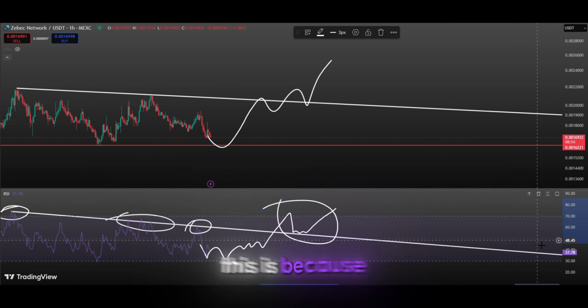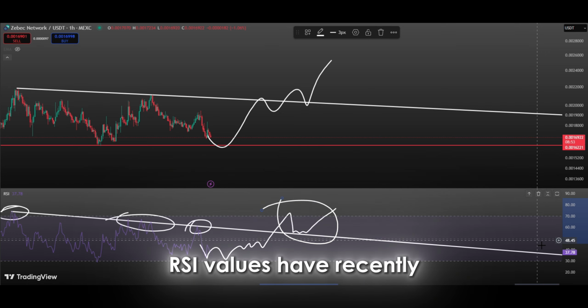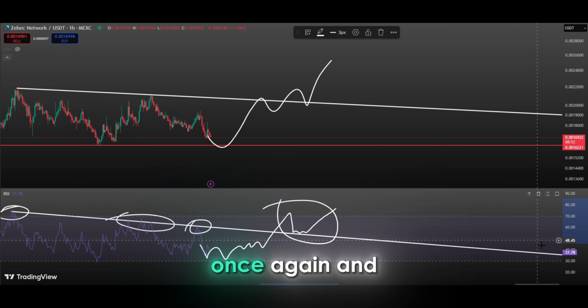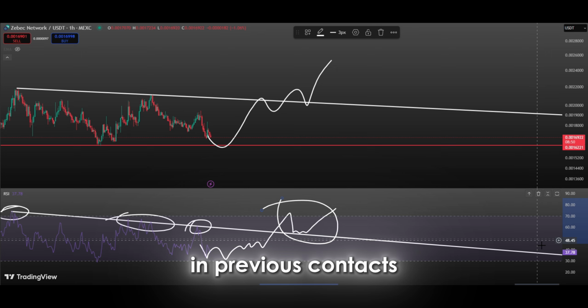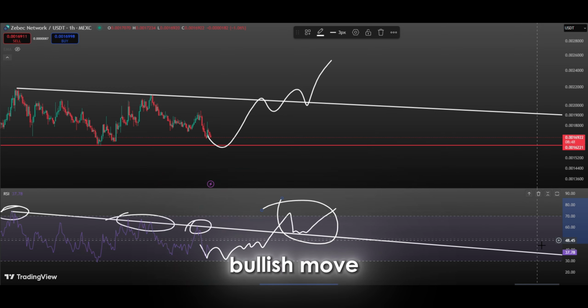in prices. This is because RSI values have recently moved closer to this falling trend line once again, and instead of being suppressed here once again, as in previous contacts, the possibility of an upside breakout is now quite strong. Such breakouts usually herald a new bullish move. In particular, a rise in RSI values above 50 and an upside breakout of the falling trend line signals a return of investor confidence in the market.